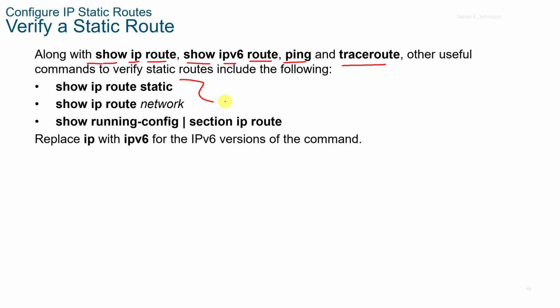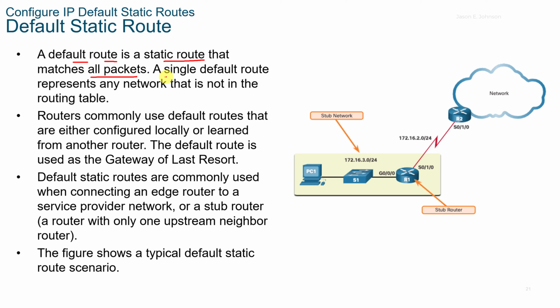15.3, configure IP default static routes. A default route is a static route that matches all packets. A single default route represents any network that is not in the routing table. Routers commonly use default routes that are either configured locally or learned from another router, and the default route is used as the gateway of last resort. Default static routes are commonly used when connecting an edge router to a service provider network or a stub router, and that's a router with only one upstream neighbor. And the figure on the right shows a typical default static route scenario.